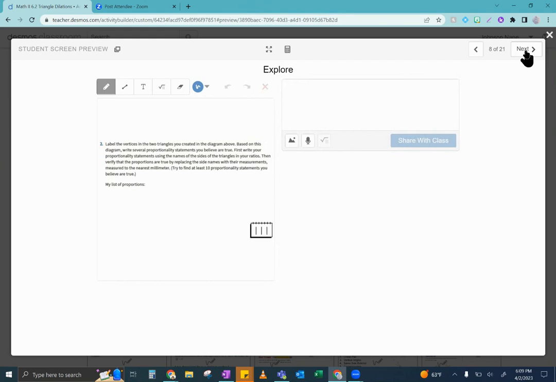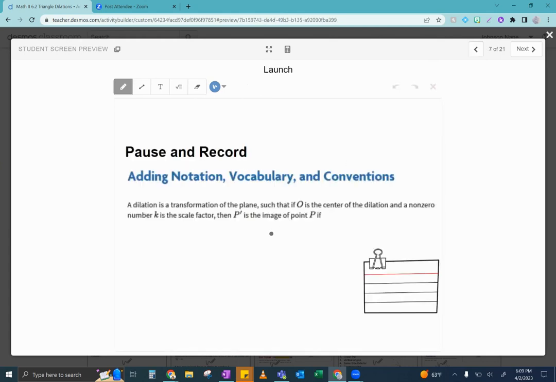So, label the vertices in the two triangles you have created above the diagram. Based on this diagram, write several proportionality statements you believe are true. So here, okay, sorry, let's go back to this one. A dilation is a transformation on the plane such that if O is the center of the dilation and a non-zero number is the scale factor, then P prime is the image of P if. Now here's your if, right? So there's a couple of ifs.